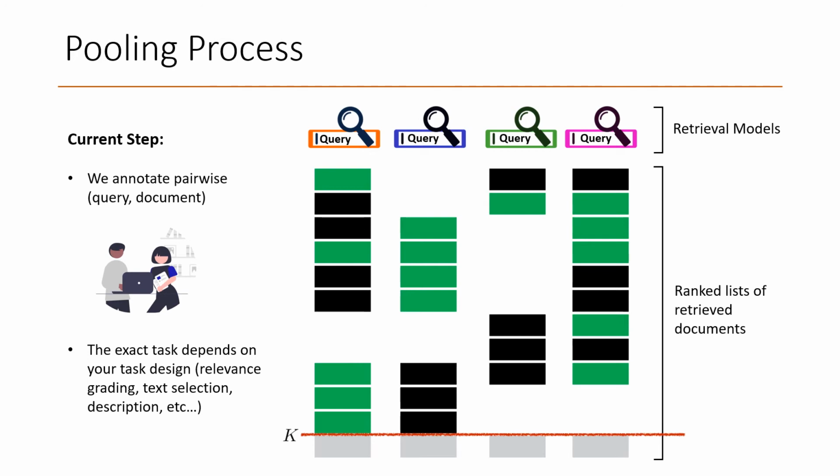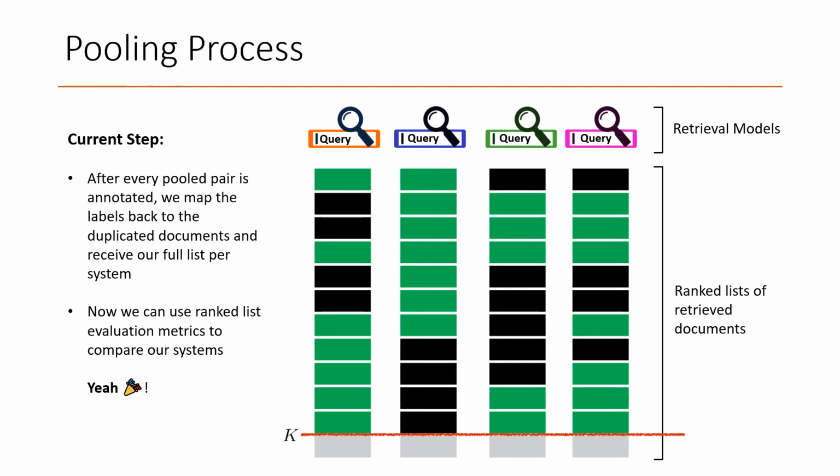With this annotation task and the pairwise labeling, we now know for each of our pairs, or for every list, the label for the documents. And as the last step, after every pair is annotated, we of course map the labels back to all the duplicated documents to receive our full list per system. So now we can use the ranked list evaluation metrics we heard about in the evaluation crash course to compare our systems. Hooray!